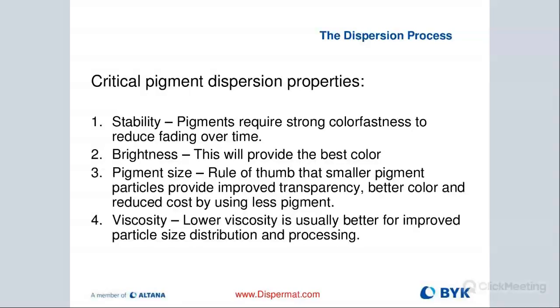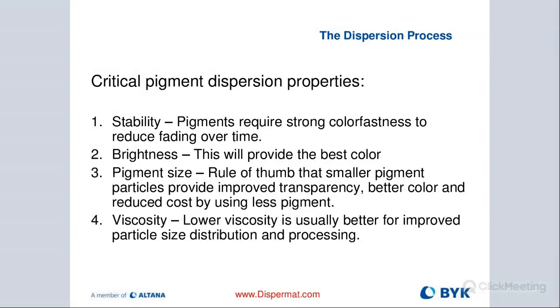The rule of thumb for pigment size is that the smaller the particles, that will improve our transparency, we'll get better color. And obviously, we'll need less of the pigment in our formulation, helping us to save money, which our accountants really like to hear, or the purchasing department. And then viscosity also plays a big role.